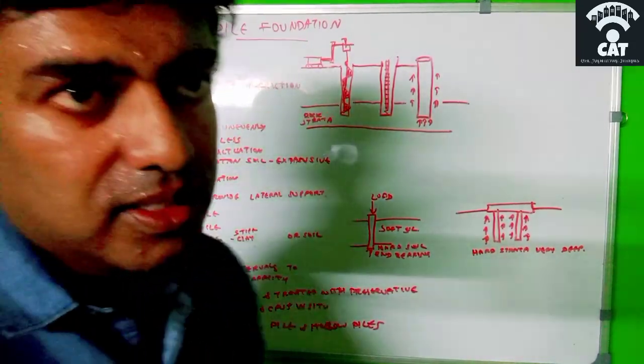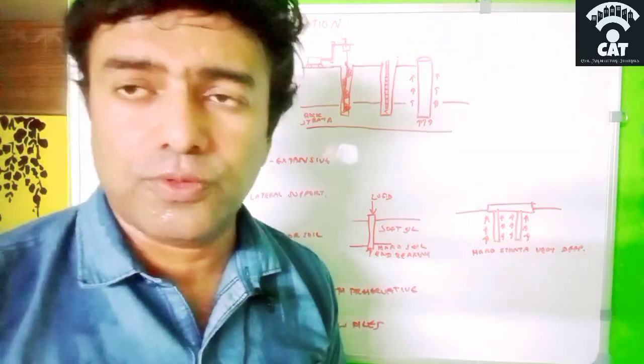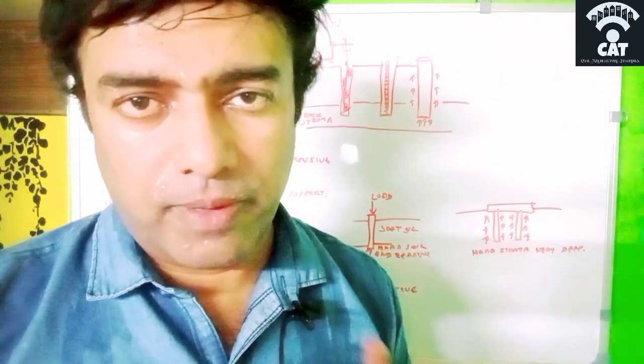Then the last one, steel piles. Steel piles are of two types, that is, one is I-section piles and the other is hollow steel pipe.